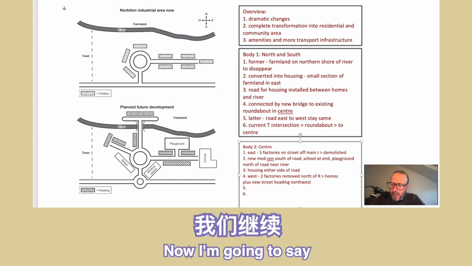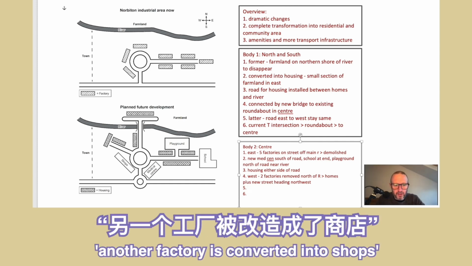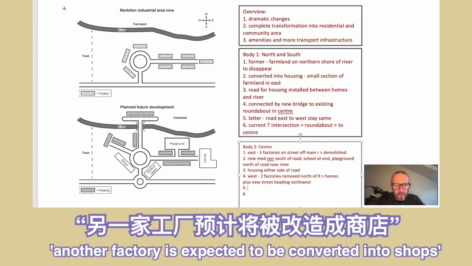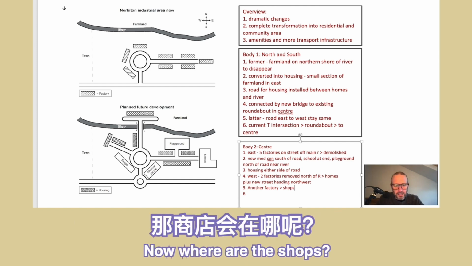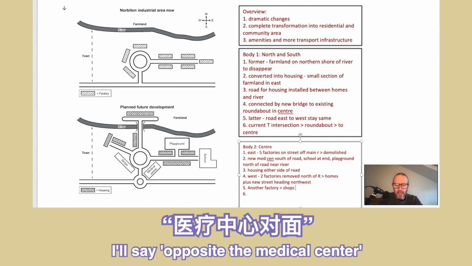Now I'm going to say another factory is converted into shops. Another factory here is expected to be converted into shops. That's this one here. Now, where are the shops? I'll say opposite the medical center. Opposite the medical center. Okay.